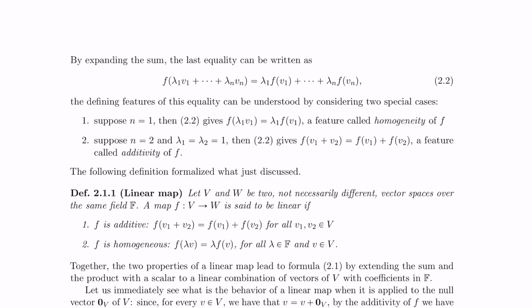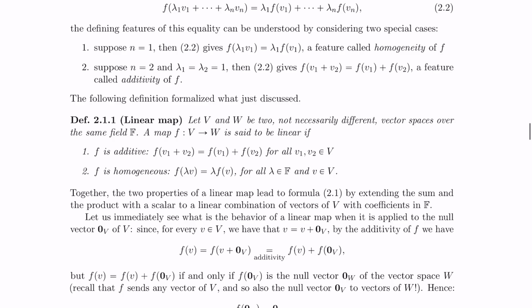The formalization of a linear map is as follows. Consider two vector spaces V and W. They can be the same or they can be different, but they must be defined over the same field F. Then a map F from V to W is said to be linear if it is additive and homogeneous in the sense defined before.